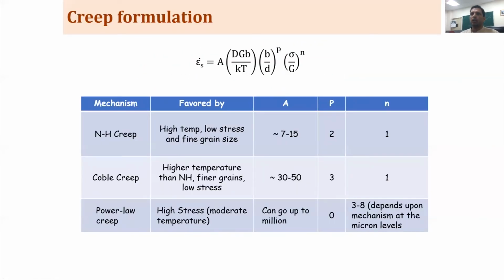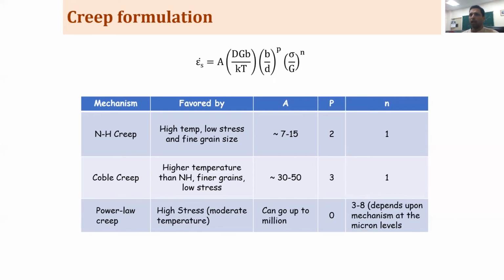So overall creep formulation can be given like this. The Nabarro-Herring creep has A of the order of 7 to 15, P is 2, N is 1. Coble creep, these two are diffusional creep. So A is 30 to 50, P is 3, N is 1.